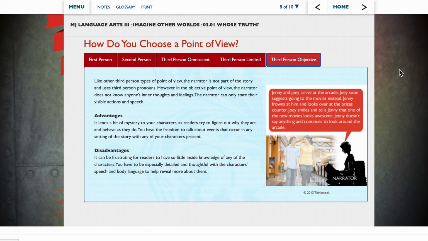Third person objective. Like the other third person types of point of view, the narrator is not part of the story and uses third person pronouns. However, in the objective point of view, the narrator does not know anyone's inner thoughts or feelings. The narrator can only state their visible actions and speech.